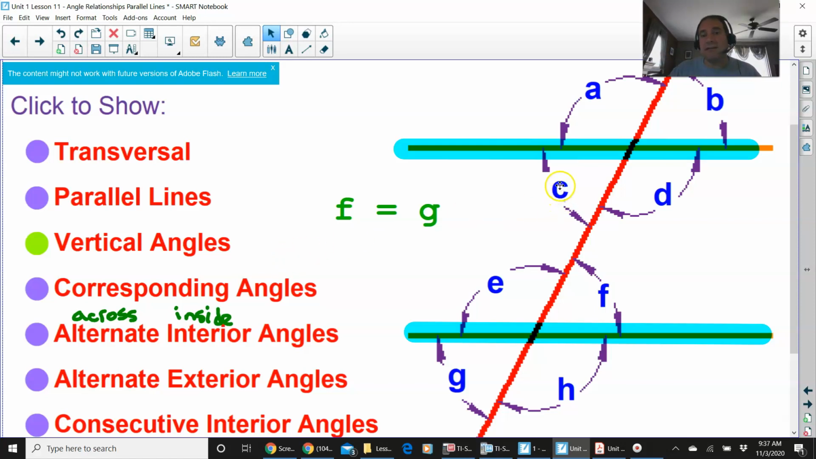But alternate interior, they don't meet at a vertex. They don't meet. So they're both inside. They're both inside and across from each other. C and F and D and E.